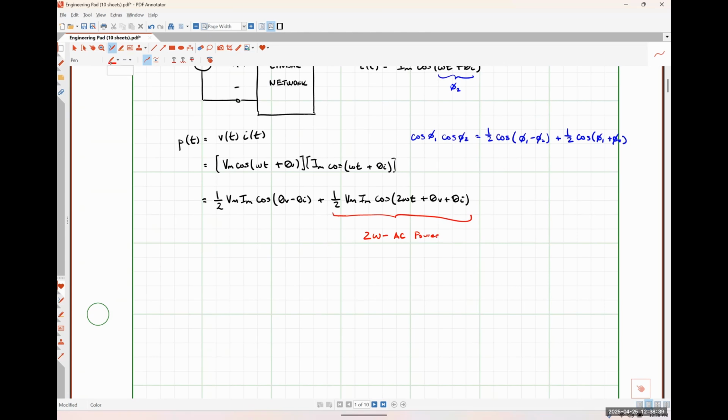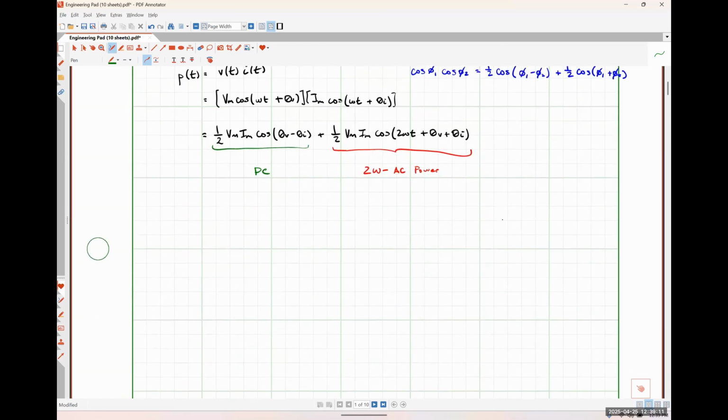And then over here on the left, we have essentially a bunch of constants, right? Because the magnitude of our voltage is going to be a constant. The magnitude of our current is going to be a constant. The phase angles for our voltage are constant. The phase angle of our current is a constant. And so the cosine of the difference of those two phase angles is in itself a constant. So we have what is essentially a DC term here.